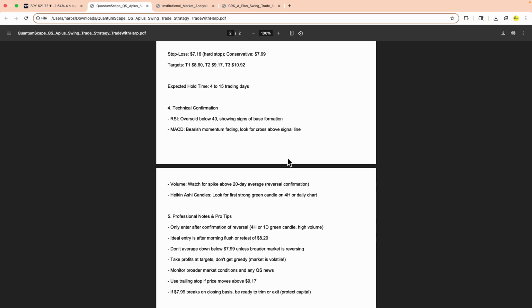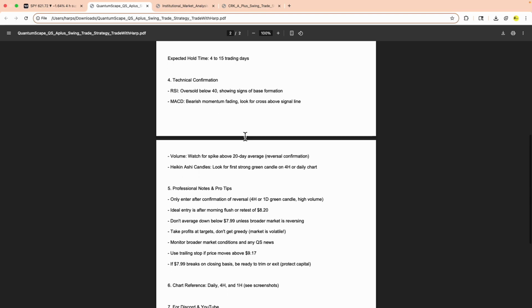Here I explain the trading confirmations. RSI oversold below 40, showing signs of base formation. This information is very important. These technical confirmations, I want you to take your own chart, apply them on this chart, and find out if this seems good to you or not, or you can discuss with your family or any trader whom you trust, or any knowledgeable person who has the knowledge of chart analysis. And the MACD bearish momentum is fading. Look for a cross above the signal line.